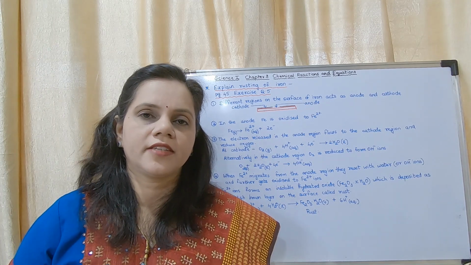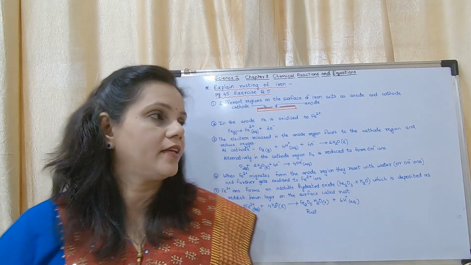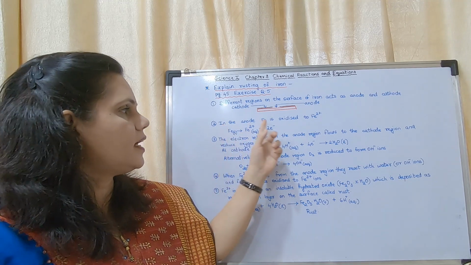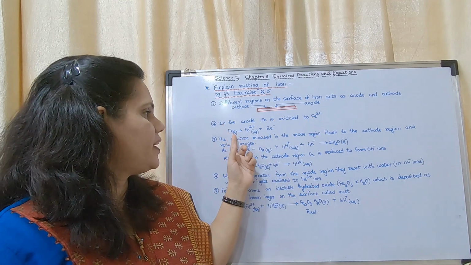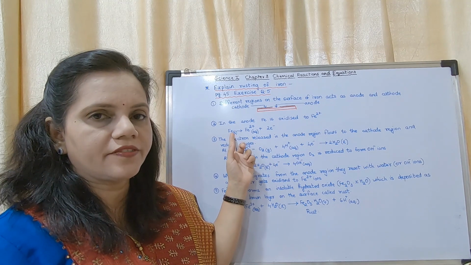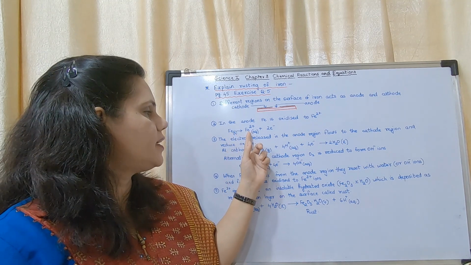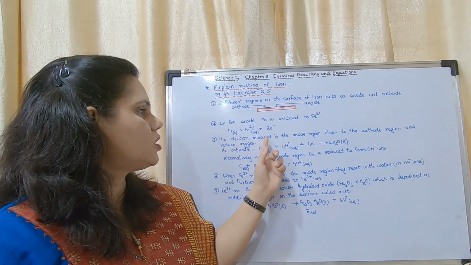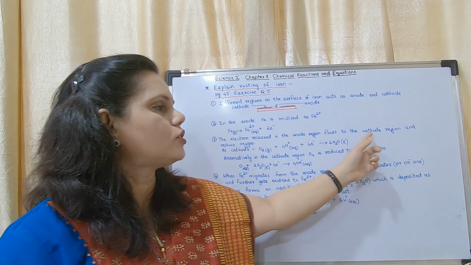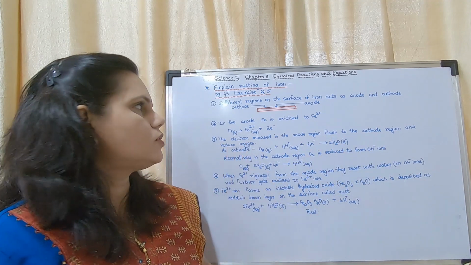So here we are continuing with rusting of iron. In the anode, Fe is oxidized to Fe2+. Fe(s), that is a solid which is the surface of Fe, gets converted into Fe2+ plus 2 electrons. The electrons released in the anode region flow to the cathode region and reduce oxygen.